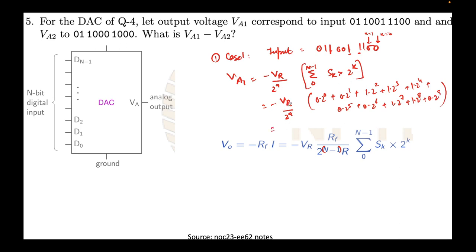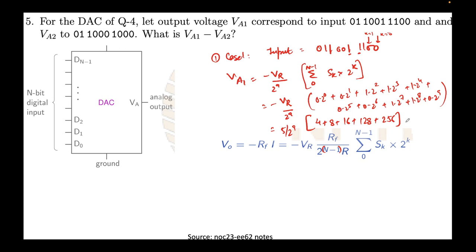And if we recall, VR was minus 5, right? So let's put V over 2 raised to the power 9, and this thing will come out to be 4 plus 8 plus 16 plus 2 raised to the power 7, which is 128, plus 256. So this is 2, this is 4, 8, 16, 32, 64, 128, and 256.